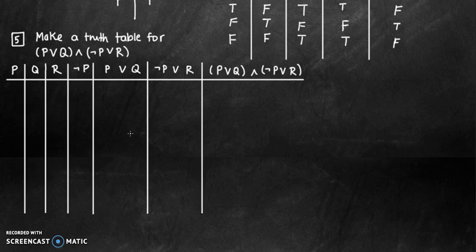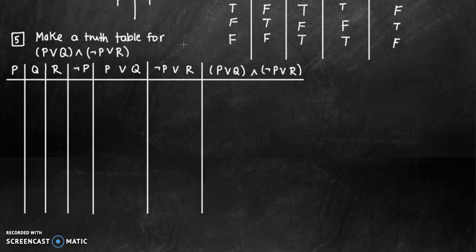Okay, so now this is going to be our complicated example. We're going to make a truth table for this long statement. You might notice that this time we have 3 variables: P, Q, and R. You might think, what are the possible combinations that I can make in order to make sure that my list is exhaustive? Well, here's a hint.